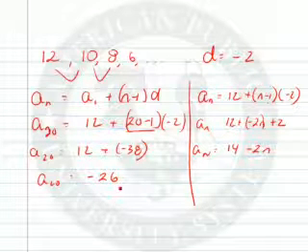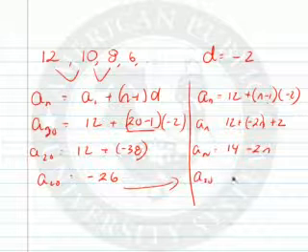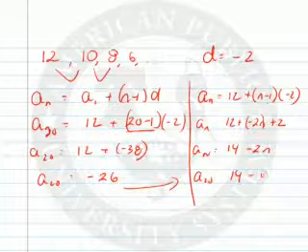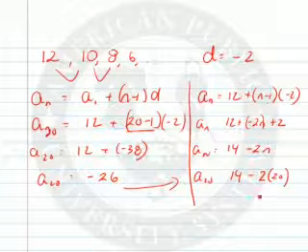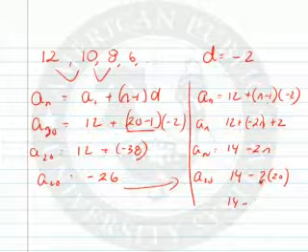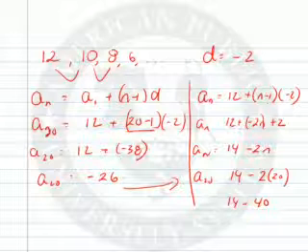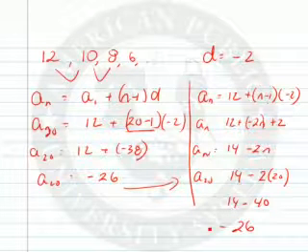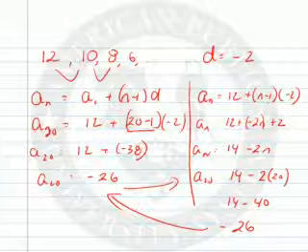Let's just check it out and see if it worked. Let's do our 20th term. A sub 20 would equal 14 minus 2 times 20. 14 minus 40 is equal to negative 26. So there's another way to find that general term. Hope that helps you out, and as always, have a very happy day.